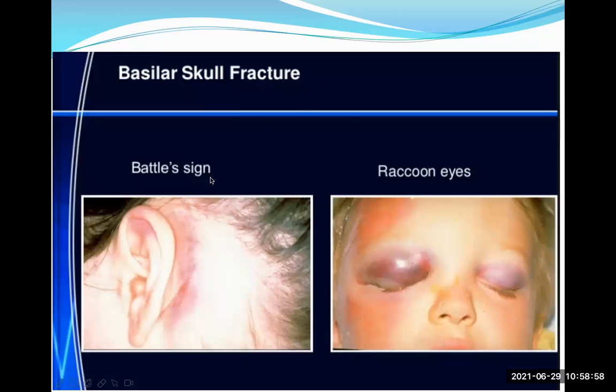This is a basilar skull fracture, which is showing the Battle sign. So this is Battle sign. This is Raccoon Eyes. So in the exam, if these type of questions are asked to you and you are given options, you can easily choose the correct one. Battle sign usually occurs in middle cranial fossa fracture. Raccoon Eyes in anterior cranial fossa fracture.